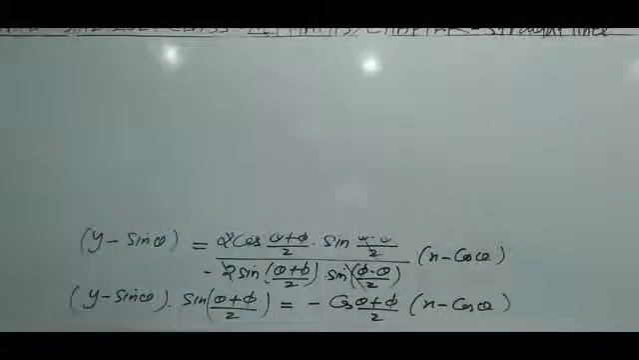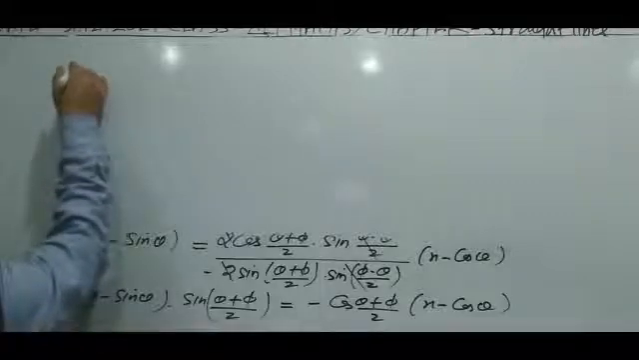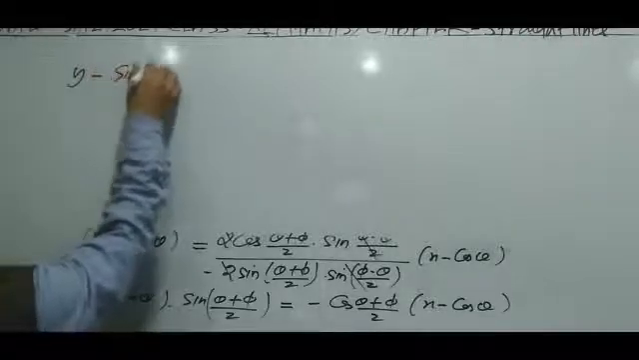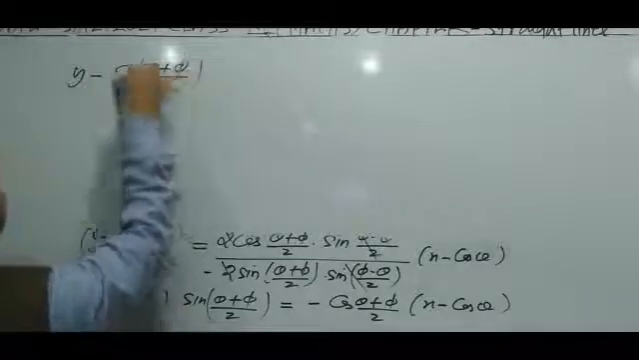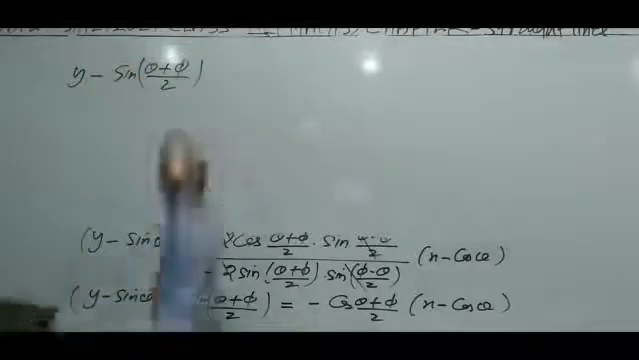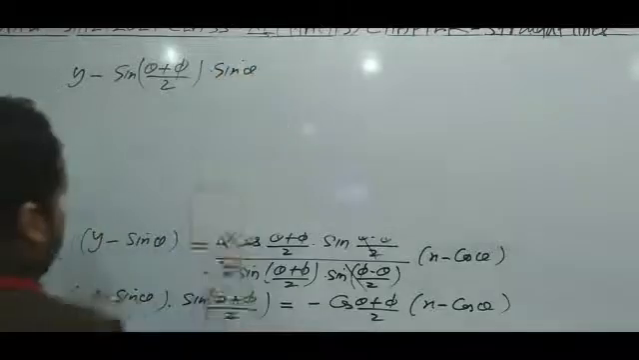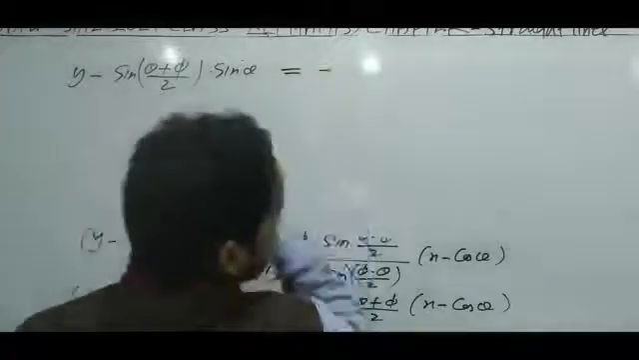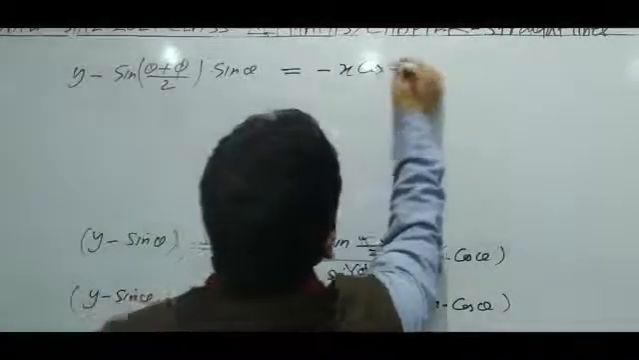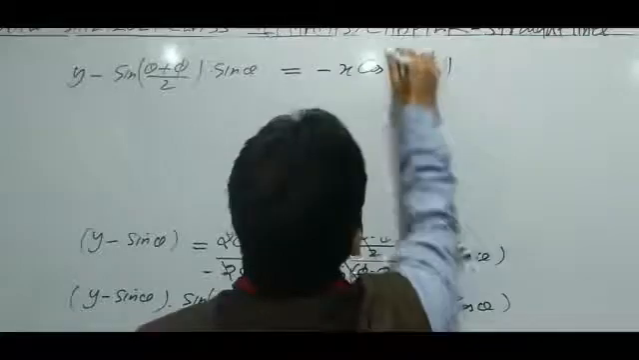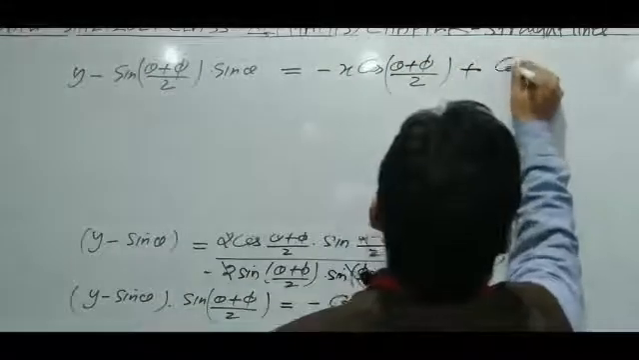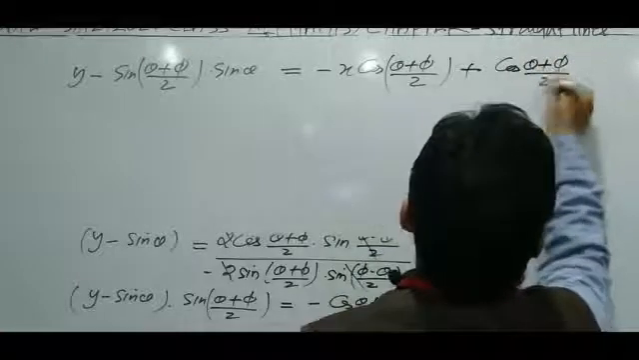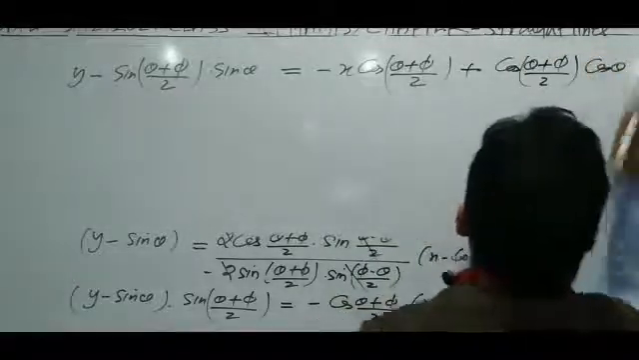Now see, when you multiply, you will get the result: y minus sin of (theta plus phi by 2) into sin phi or into sin theta is equal to minus x cos of (theta plus phi by 2) plus cos of (theta plus phi by 2) into cos theta.